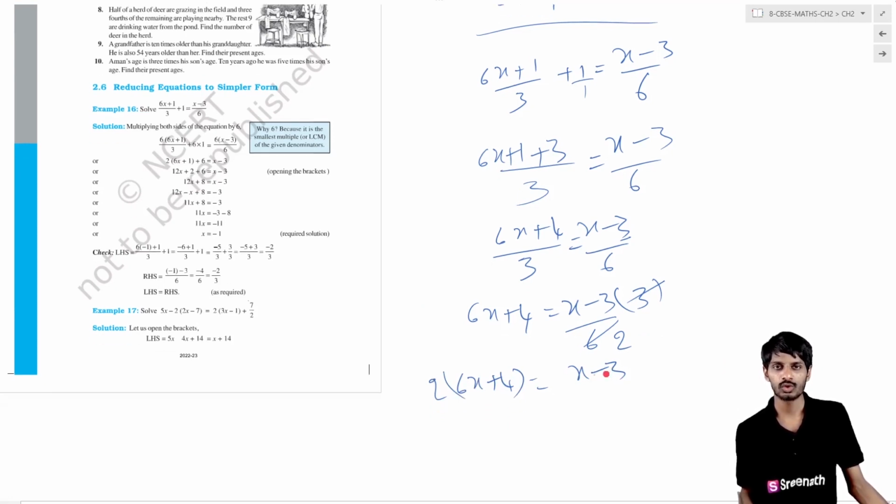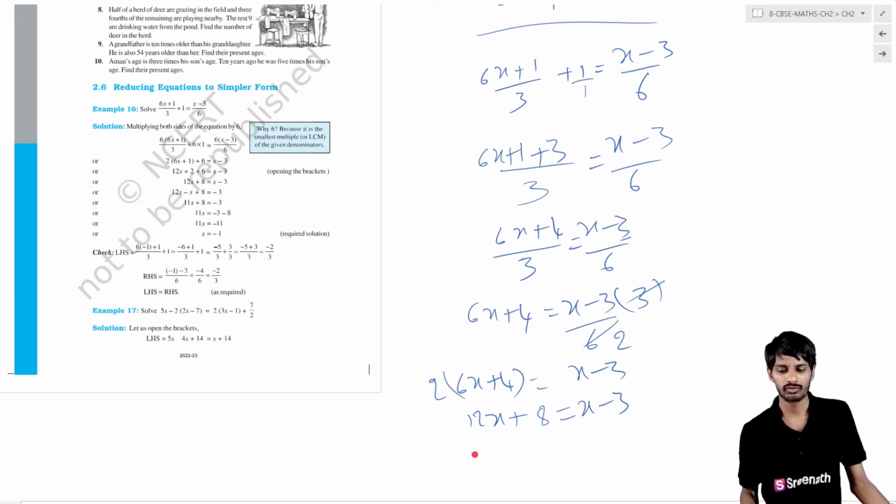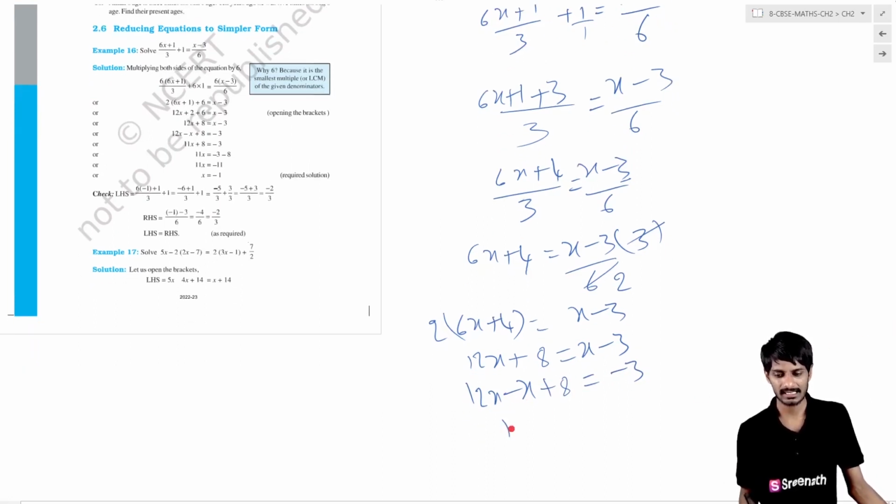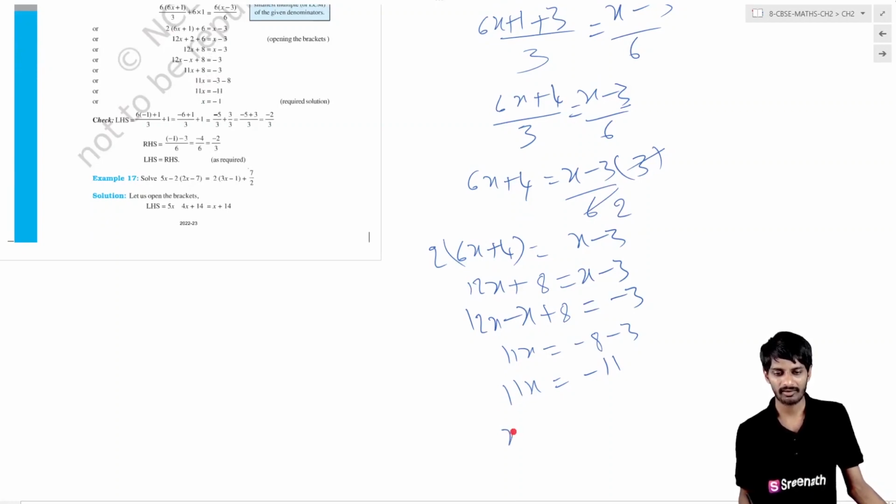So now what will we do? It is very simple. 2 sixes are 12x plus 4 twos are 8. That is equal to x minus 3. Now again what will you do? This x is on the right side and it is a plus here. If you take it to this side, it becomes minus. 12x minus x plus 8 is equal to minus 3. Now what will you do again? 12x minus x is 11x, and here this 8 is plus on this side. Whenever you take it to the other side, it becomes minus 8 minus 3. So 11x is equal to minus 11. So this 11 is multiplying here. Whenever you take it to the right side, what will it become?